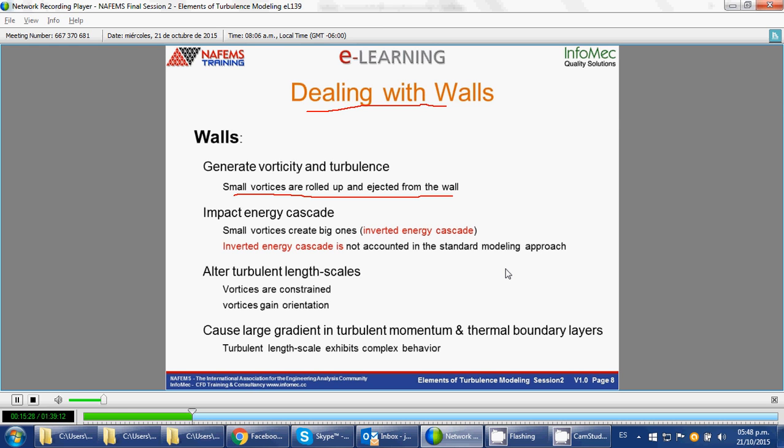And walls do affect our turbulence length scale because they create vorticities that are constrained, and because of the presence of a wall in one direction, it maybe gives it an orientation of some sort. I talked about this a little before, the Boussinesq hypothesis, which unfortunately assumes there is no direction to eddy viscosity. So anyway, having the wall causes large gradients, and the turbulence length scale exhibits complex behavior.